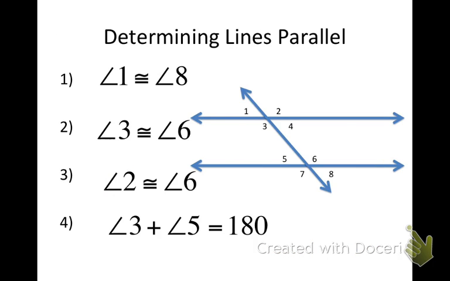All right? So let's determine whether these lines are parallel. So instance number 1 here. It says angle 1 is congruent to angle 8. So here's angle 1, here's angle 8. It says they are congruent. So what type of angles are they first of all? They are alternate exterior angles. And if alternate exterior angles are congruent, does that make the lines parallel? Yep. So I would say yes, they are parallel. And what would be my reasoning why? Alternate exterior angles.